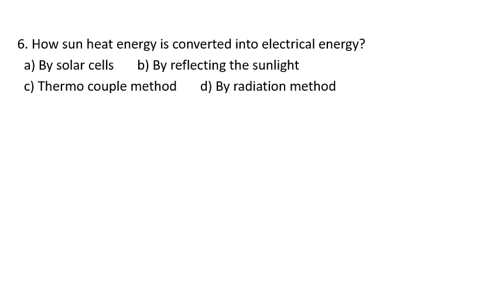Sixth question. How is sun heat energy converted into electrical energy? Option A, by solar cells by reflecting the sunlight. Option C, thermocouple method. Option D, by radiation method. Here in a solar power system, the heat energy is converted into electrical energy by solar cells. Directly you can select the answer.